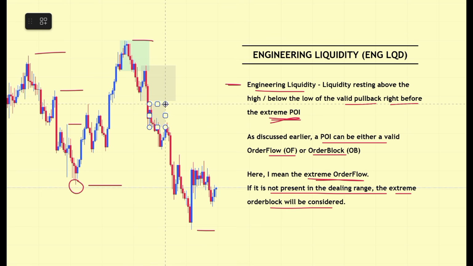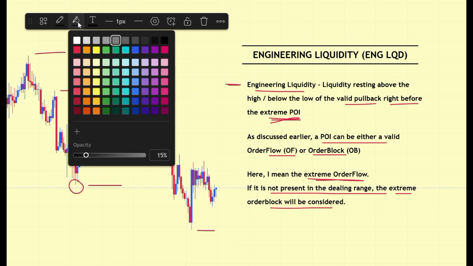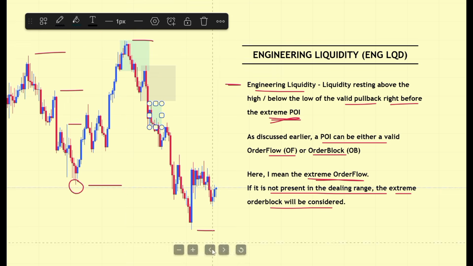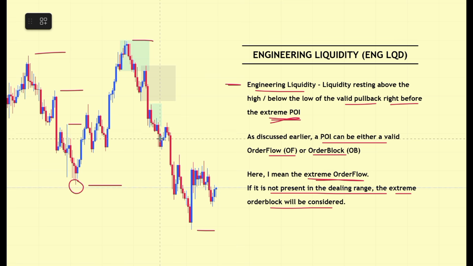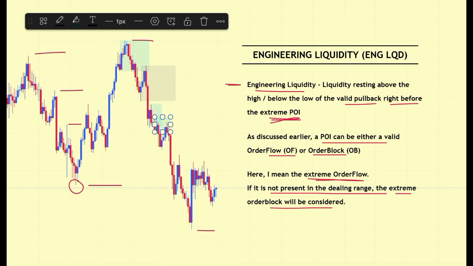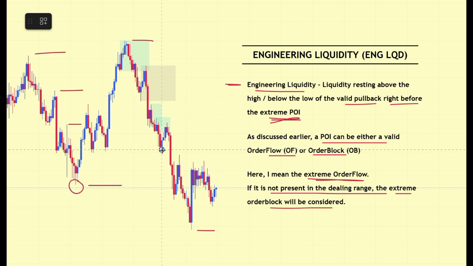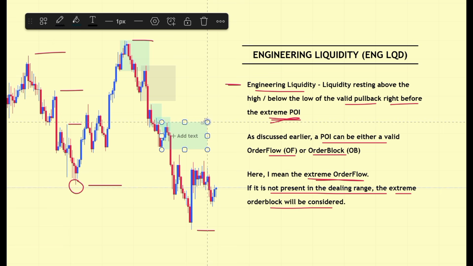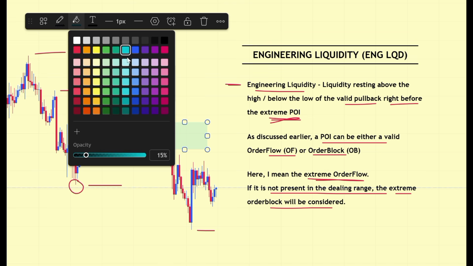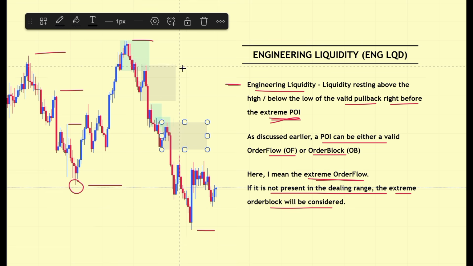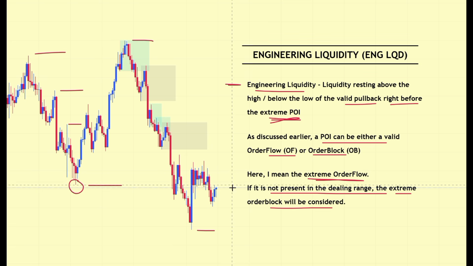Okay, so we'll continue to mark the order flows all the way to the low of our dealing range. We can clearly see this one here is mitigated, so if it's mitigated, it's invalid, it's of no use to us. And this one here is also mitigated. The one that comes after that is this one here, and we can clearly see it's not mitigated. So this one is, of course, an unmitigated order flow, and that means it's valid.